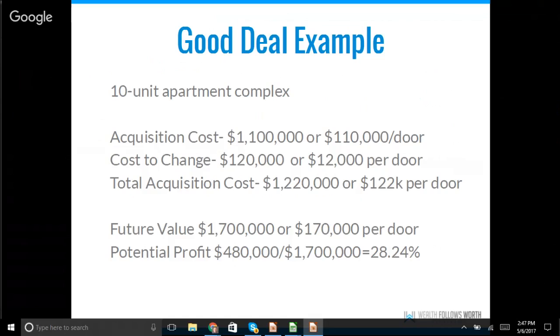So if you add the $1.1 million acquisition cost plus $120,000 cost to change, then that leaves us a $1.22 million total acquisition cost, or that means I'm paying $122,000 a door fixed up and converted to condos. Now, the only question left is how much do those condos sell for?